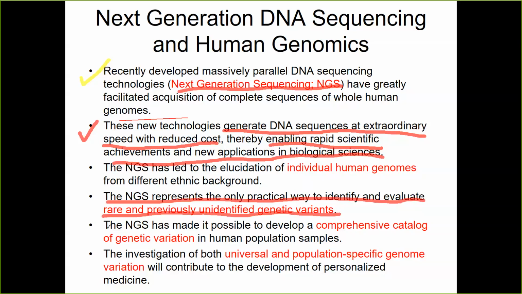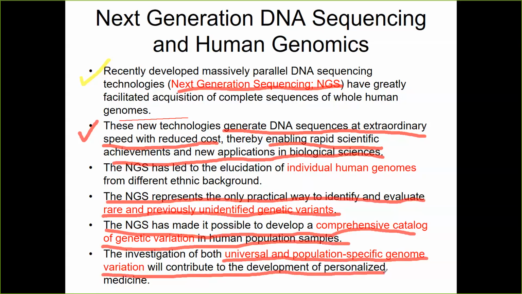The NGS has made it possible to develop a comprehensive catalog of genetic variation in human populations. The investigation of universal and population-specific variation will contribute to the development of personalized medicine. So NGS has a lot of application in genomic medicine.